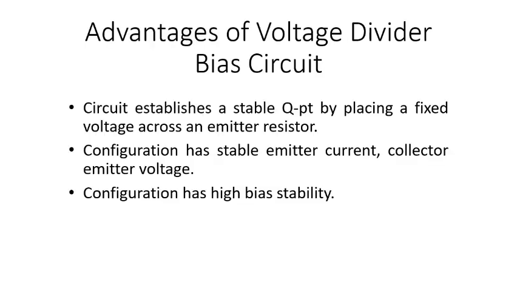Now let's know about the advantages of voltage divider configuration and why it is mostly used. The voltage divider configuration circuit establishes a stable Q point by placing a fixed voltage across an emitter resistor. This configuration also has stable emitter current and collector emitter voltage. And this configuration also has high bias stability.